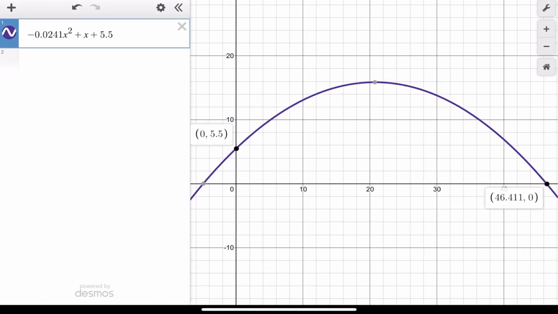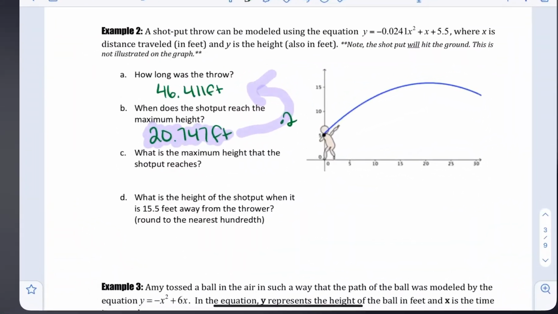Now, what is the maximum height that we reach? That's going to be the y value of my vertex. And that y value is 15.873 feet.